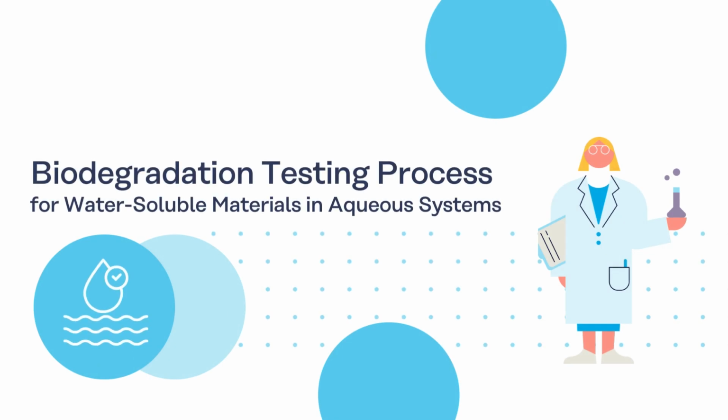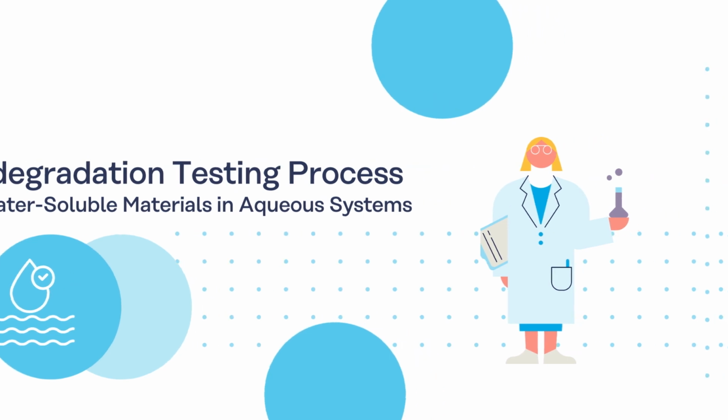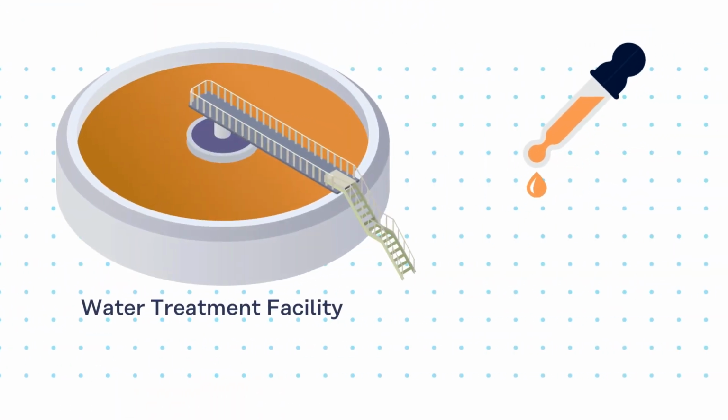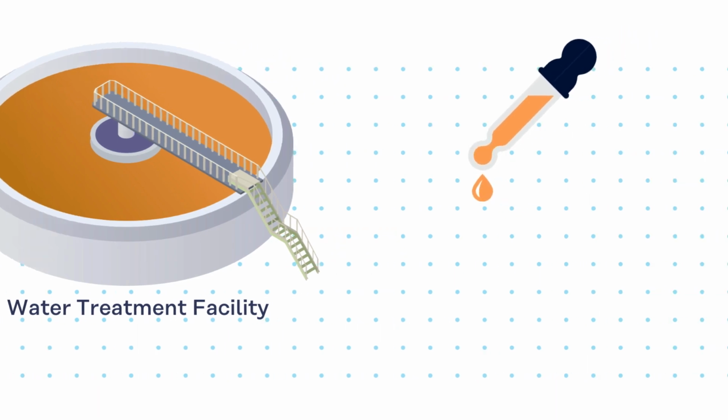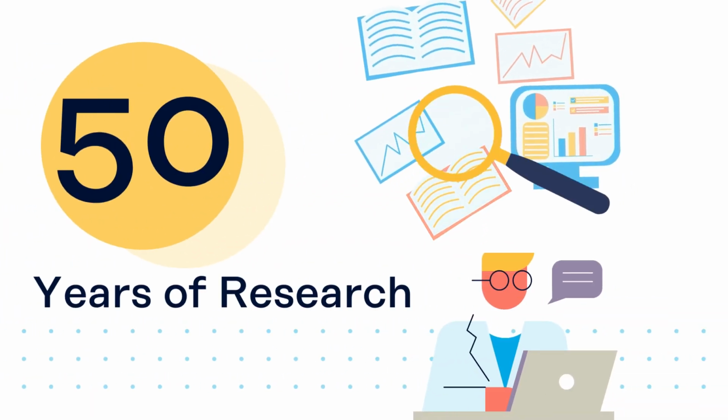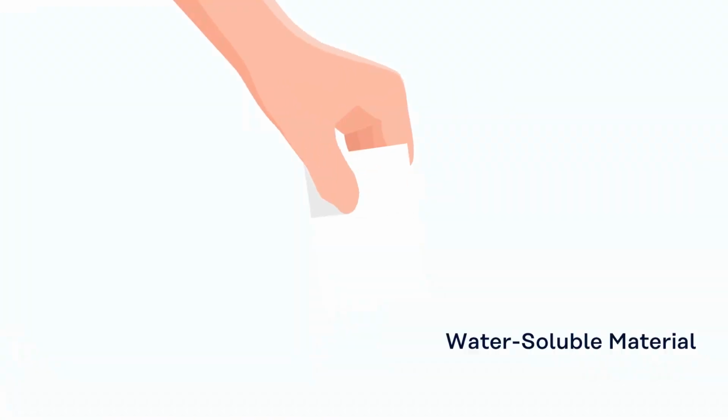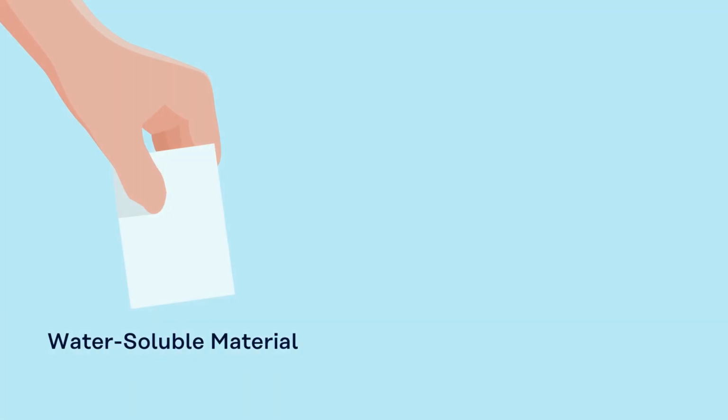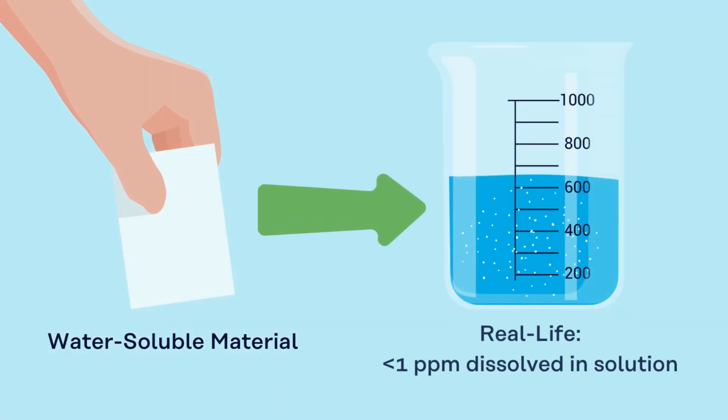Biodegradation testing process for water-soluble materials in aqueous systems. Water-soluble materials are tested for biodegradation in aqueous systems using a unique test method that was developed from over 50 years of research. Let's start with our water-soluble material that's dissolved in water to form a solution at real-life levels of around 1 part per million.